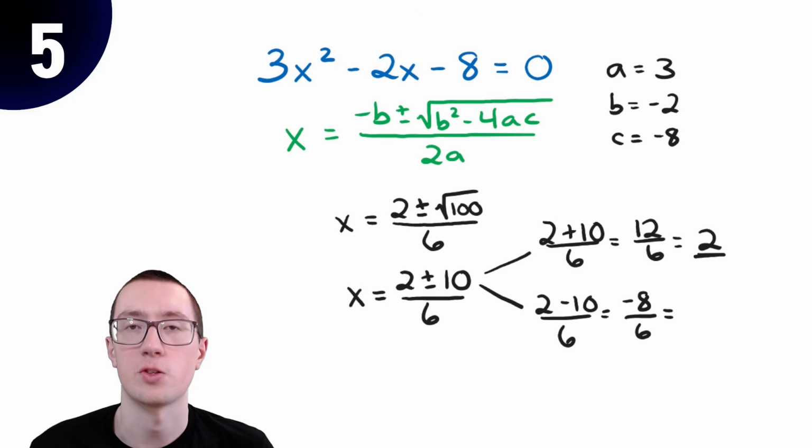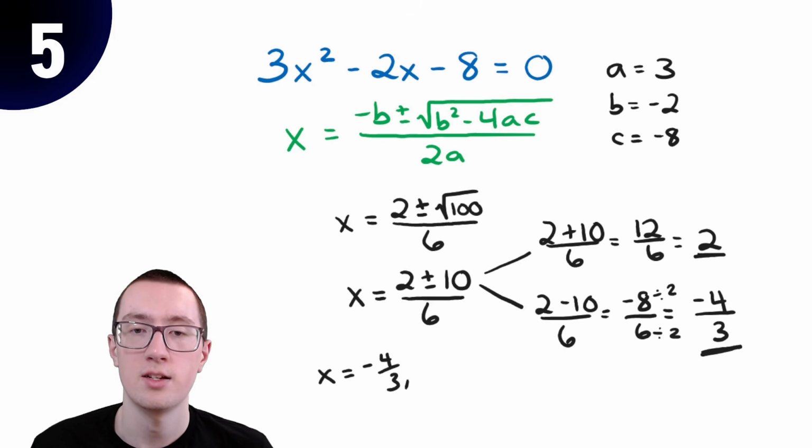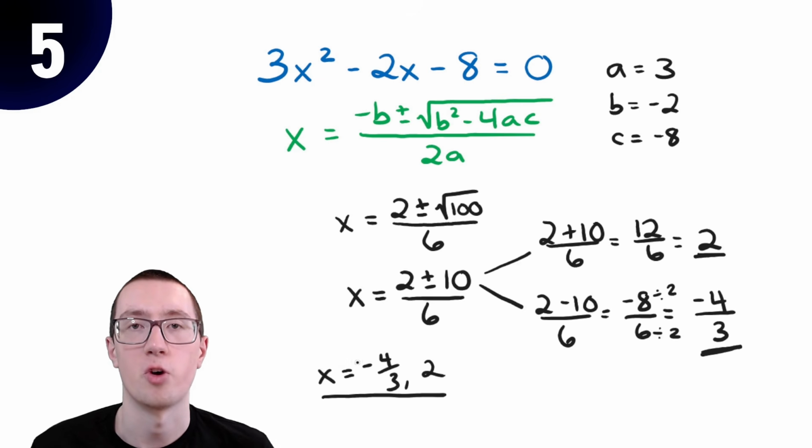And this is just going to stay as a fraction, but we can actually simplify this fraction because we can divide both the top and the bottom by 2. So negative 8 divided by 2 is minus 4, and 6 divided by 2 is 3. And you can't simplify 4 over 3 anymore. So that's going to be our second answer, negative 4 over 3. So our final answer is that x is equal to negative 4 over 3 and positive 2. And if you wanted to check your answer, you could plug in both of these numbers into the equation and see if it gets you 0.